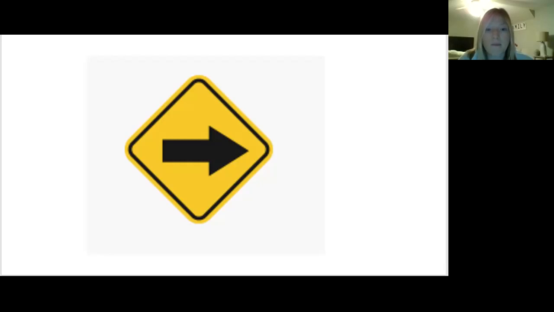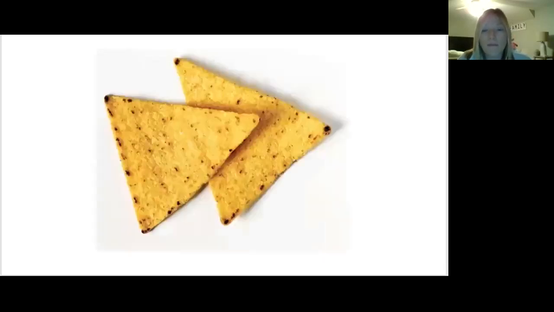I've got 3 more pictures, and then we're done. We're gonna move on. These look like tortilla chips, right? Good job. A thumbs down because it's not a quadrilateral. Why not? There's 3 sides, not 4. Yeah, awesome. It's a triangle shape. That's not a quadrilateral.